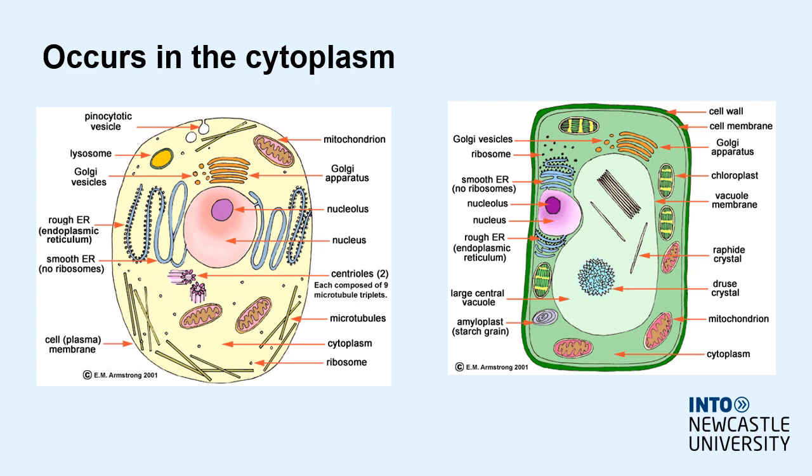Aerobic respiration occurs in the cell, and glycolysis occurs in the cytoplasm. Technically, it's the cytosol. If you remember, the cytosol is the liquid part. Cytoplasm is the liquid part with the organelles in there. But this is in both animal and plant cells.